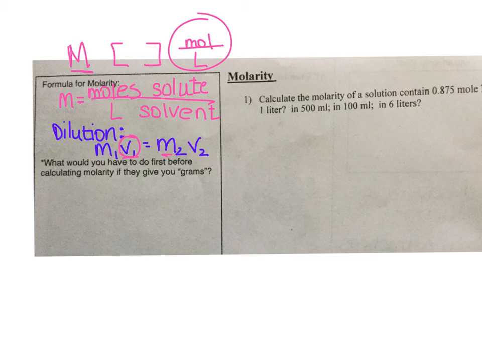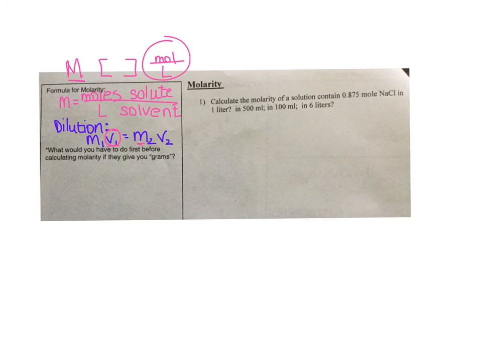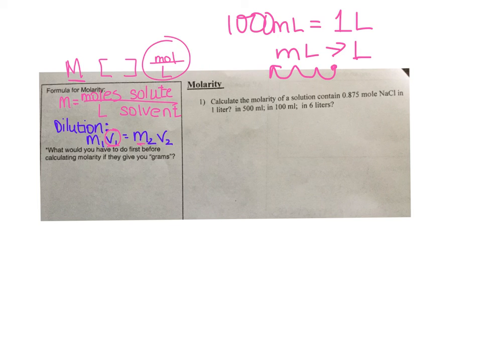All right, so let's go ahead and take a look at our first question. It says calculate the molarity of a solution that contains 0.875 moles of NaCl in 1 liter, and then 500 milliliters, 100 milliliters, 6 liters. So how many milliliters are in 1 liter? Just to make sure we got that. Okay, good. So since there's 1,000, what's the easy way to change your milliliters to a liter? What do you do with that decimal? 3 to the left. Okay? So you're going from this small thing to a big scale of that small thing, so it's a fraction of that big thing. Okay?